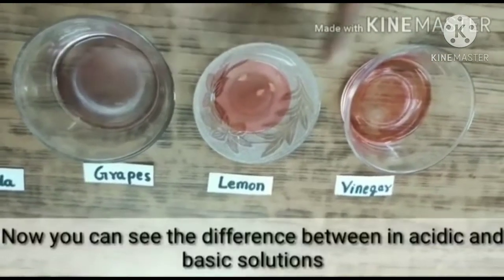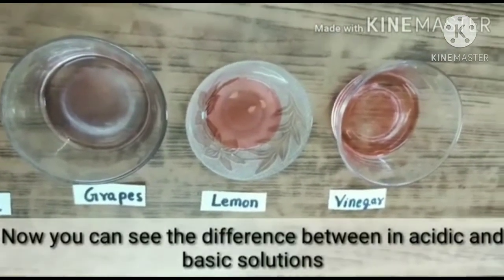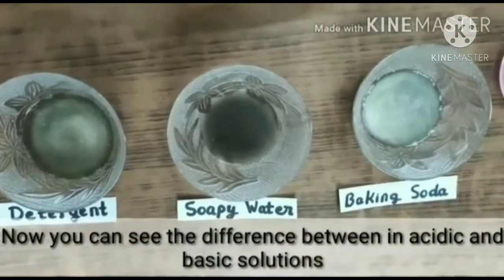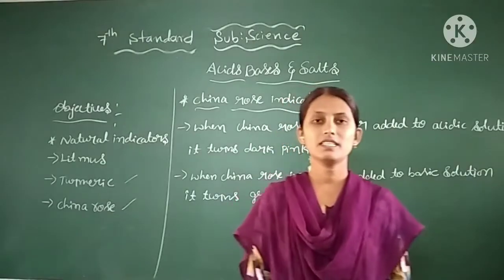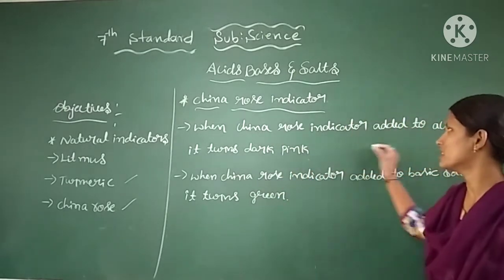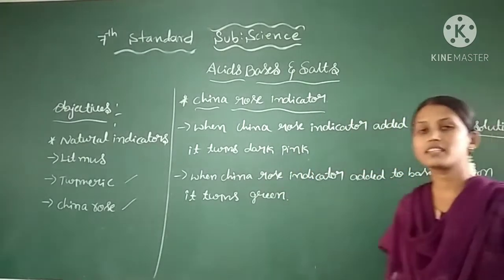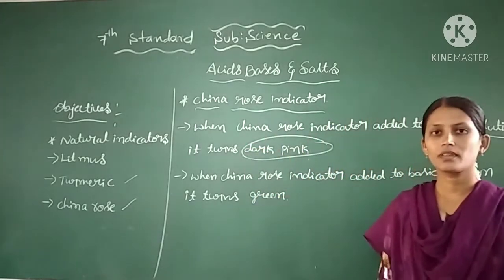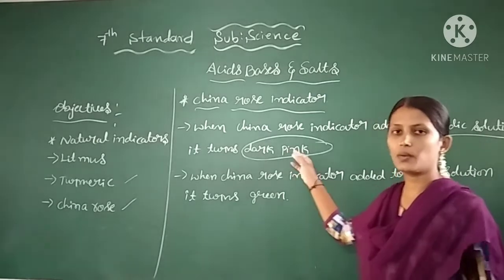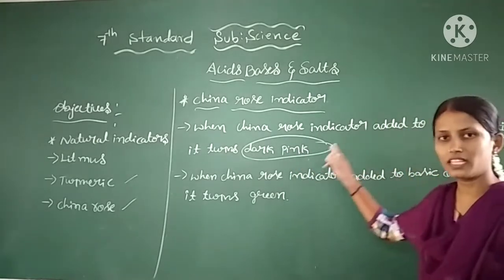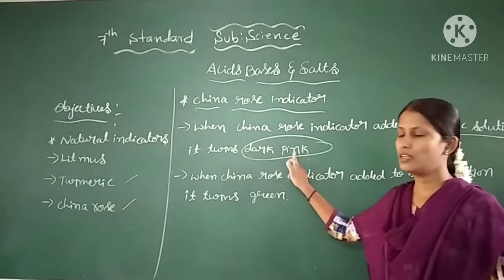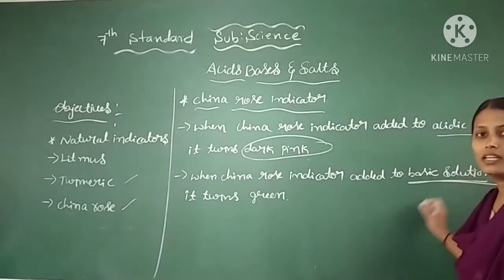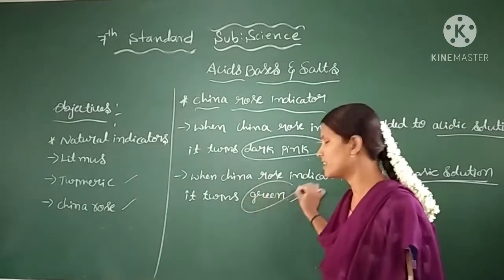Therefore, these turned dark pink, so these are acidic solutions, and these turned dark green, so these are basic solutions. Yes, we have observed that when China rose indicator is added to acidic solutions, it turns dark pink. When China rose indicator is added to basic solutions, it turns green.